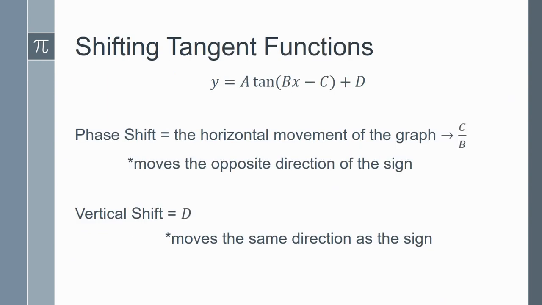Okay, so let's talk about shifting. So just like when we were shifting sine and cosine, tangent is still the same as that. So if we have y equals a times the tangent of the quantity bx minus c plus d, phase shift still moves left and right, and that would be taking c and dividing by b. Remember, you always take the opposite sign for c. So whatever I have in the parentheses, change that sign to identify and help with the phase shift. Vertical shift is D, that moves up and down. You keep the sign the same.